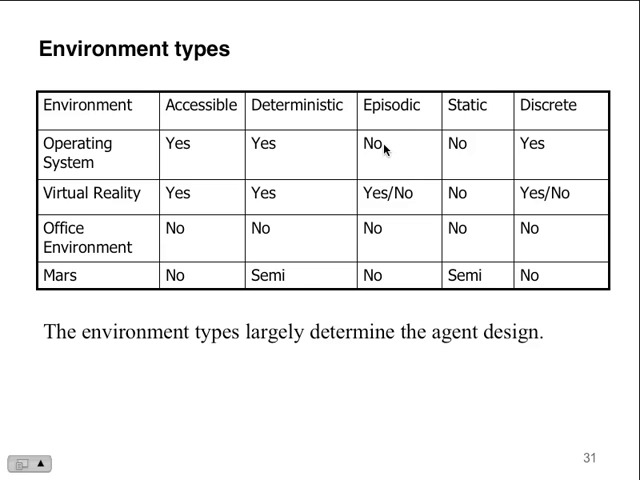And so episodic, operating systems, no, they're not very episodic. They're not very static. They're very dynamic. Discrete, yeah. Deterministic, yeah. Accessible, yeah. Office environment, accessible, not always, not for everything. Mars, semi. The semi in here is basically saying it could be yes, could be no, could be sometimes. So the way that you describe the environment is going to be based upon the criteria that you're picking. These are the main categories of environmental factors.